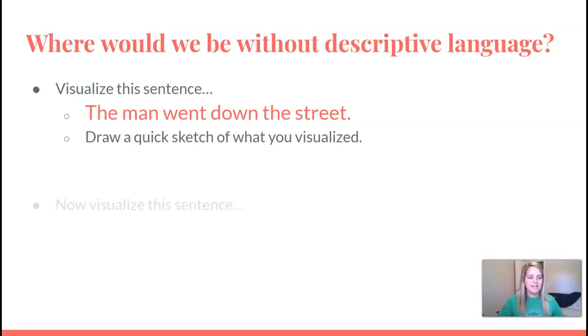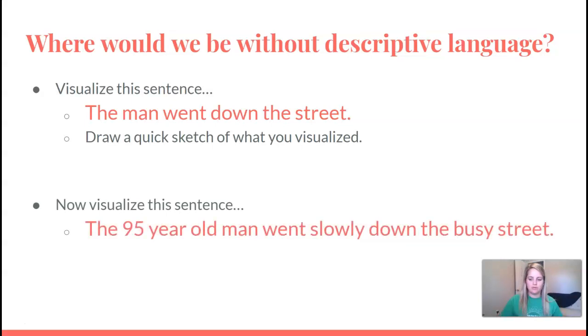All right. And then we're going to visualize this sentence. The 95-year-old man went slowly down the busy street. Okay, on the other side of your paper, I want you to draw what you visualize with this sentence. I'm going to do the same thing.